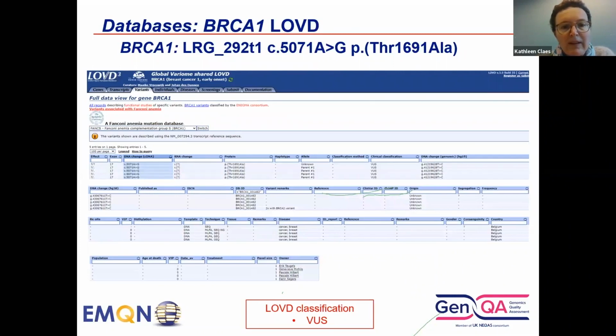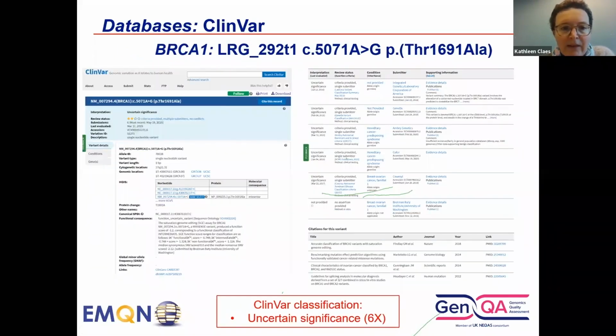LOVD is another locus-specific database which is very useful, and many people are submitting their data, especially the Dutch labs and the Belgian labs. All the data are collected in this database, and you see that different labs have identified this variant in their patient population. It's also classified here as a variant of unknown clinical significance. In ClinVar, it got 2 stars because it has been submitted by different labs, and there is consensus about the classification, uncertain significance, but it has not yet been classified by an expert committee like ENIGMA, otherwise it would have received 3 stars.